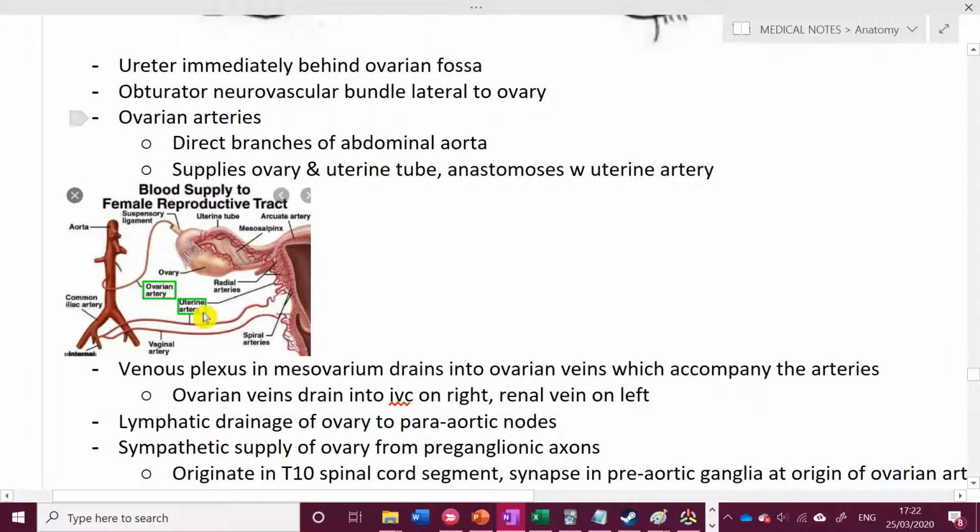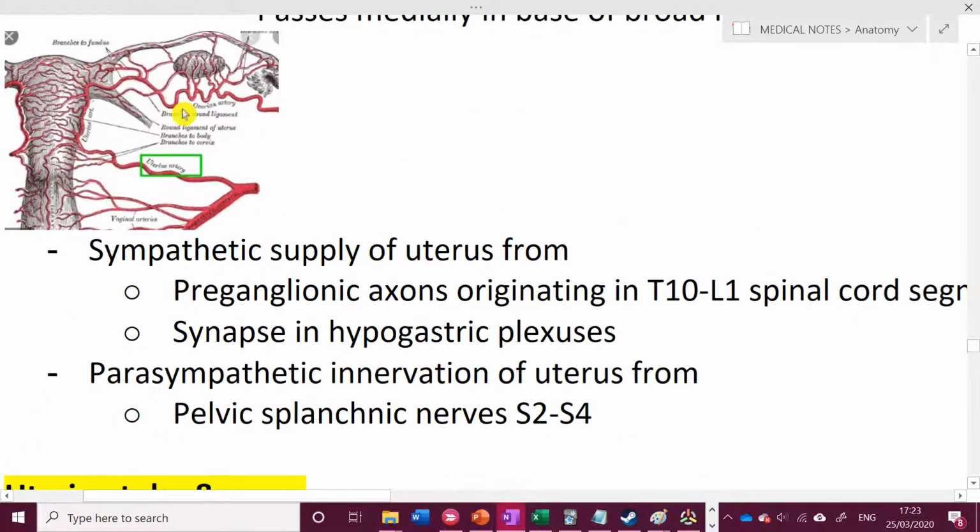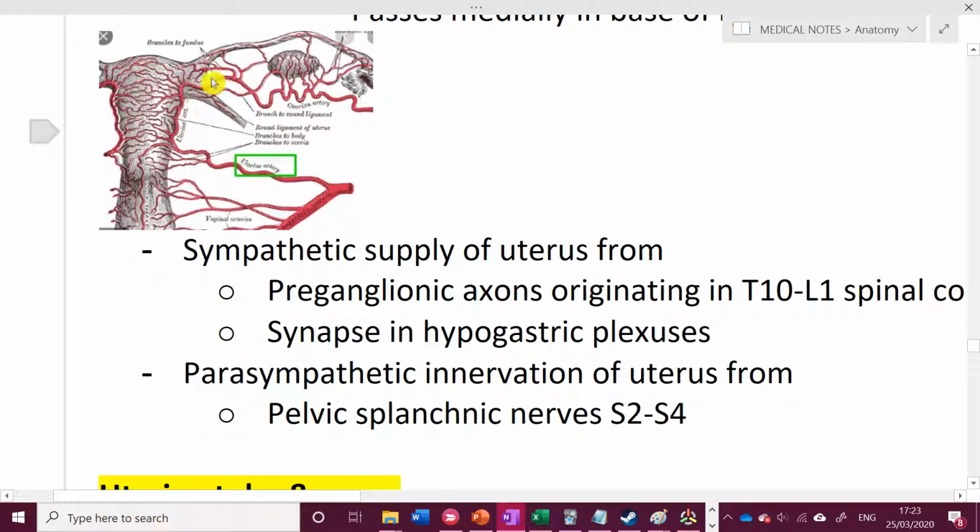The ovary is supplied by direct branches of the abdominal aorta. We saw the ovarian artery, that's directly from the abdominal aorta, which supplies the ovary and the uterine tube, and anastomoses with the uterine artery. So here you can see a clearer picture here. The uterine artery anastomosing with the ovarian artery.